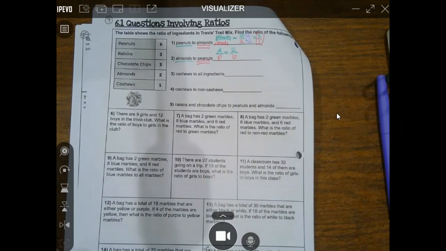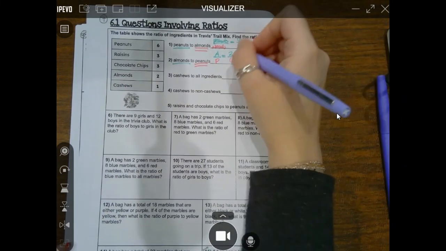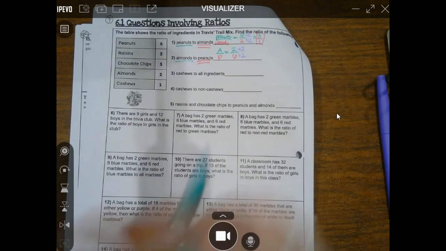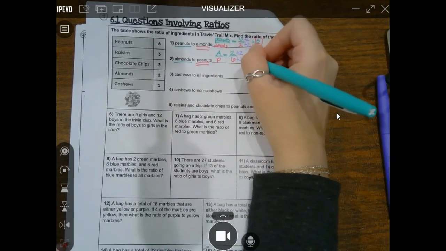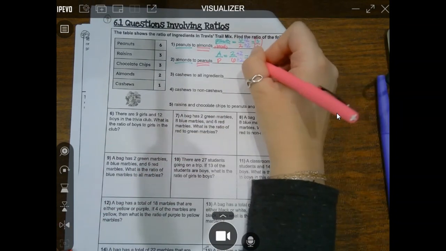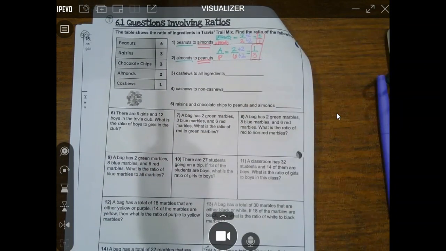Well, now these are the same numbers from last time, so 2 can still go into both of those. And when I reduce this one, do I still get 3 over 1? No, this time I get 1 over 3. And then I just leave it like that.